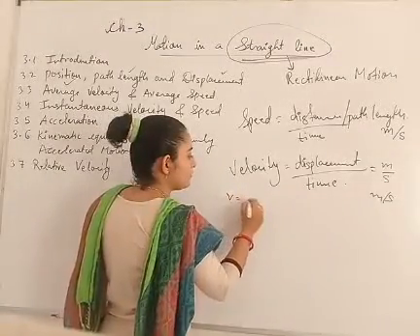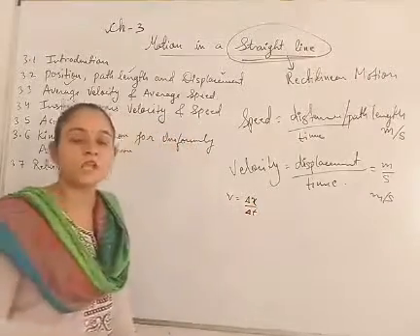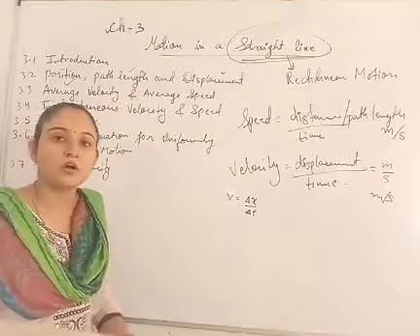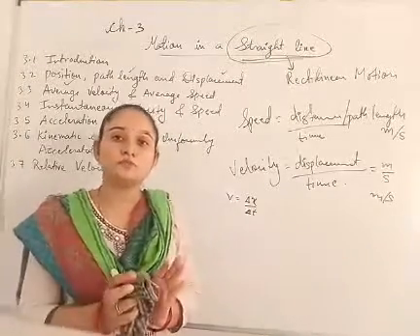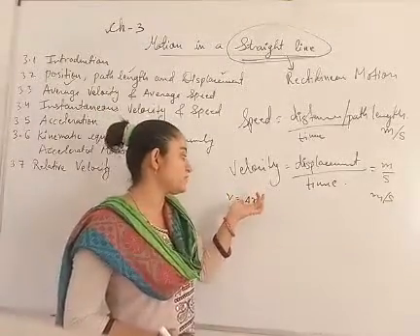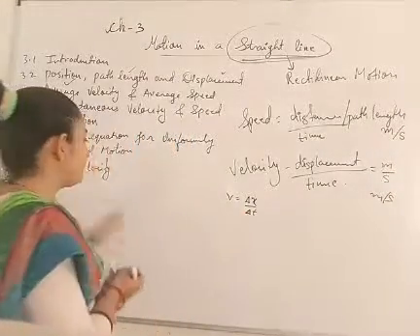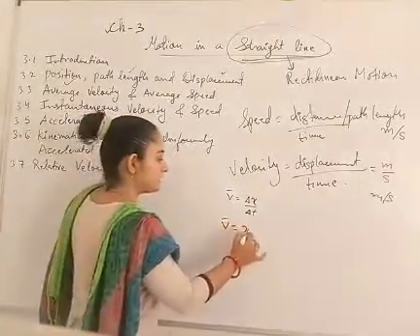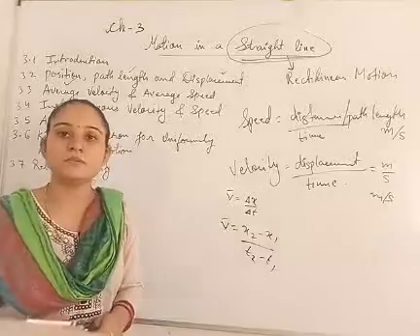So velocity will be equal to delta x by delta t. Now comes the average velocity. What is average velocity? You all know in mathematics what average is. Average is the total distance upon time. Here it is total displacement upon the change in time. So that will be your average velocity, that is x2 minus x1 upon t2 minus t1.